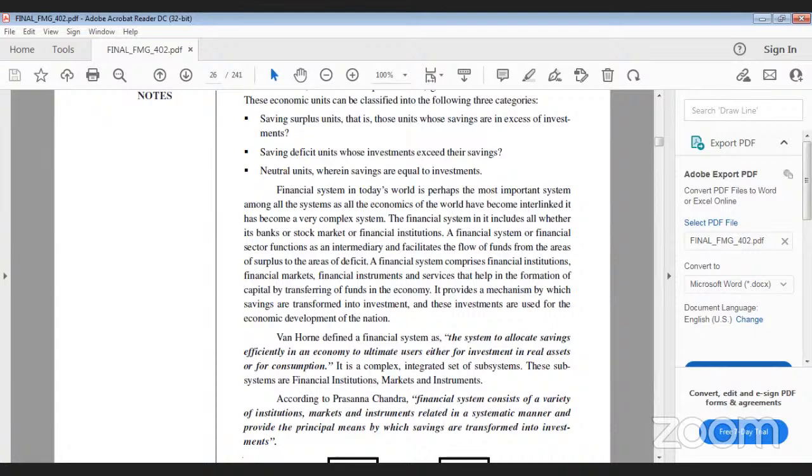The financial system comprises financial institutions and financial markets. Financial institutions and services help in the formation of capital by transferring funds. It provides a mechanism by which savings are transformed into investment, and these investments are used for the economic development of the nation. Van Horne defined it as the system that allocates savings efficiently in the economy to the ultimate user, either for investment in real estate or for consumption.